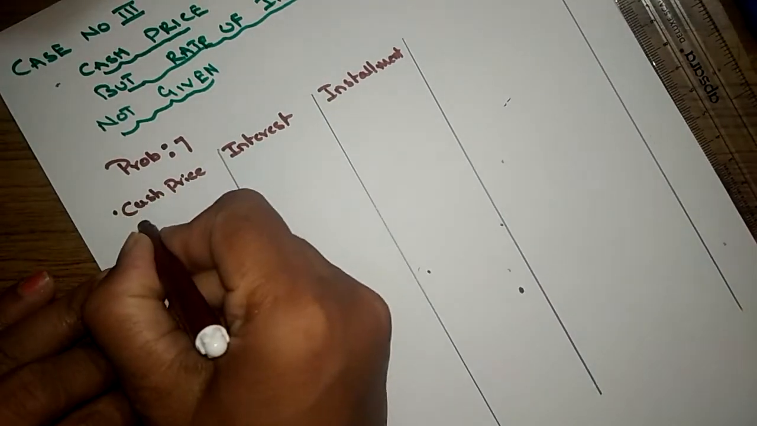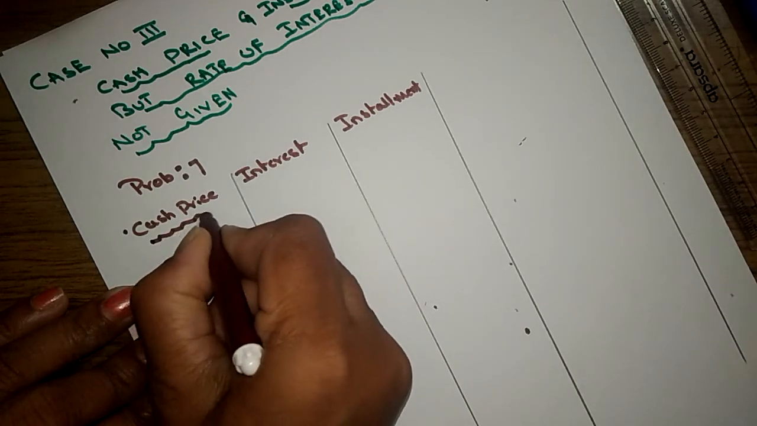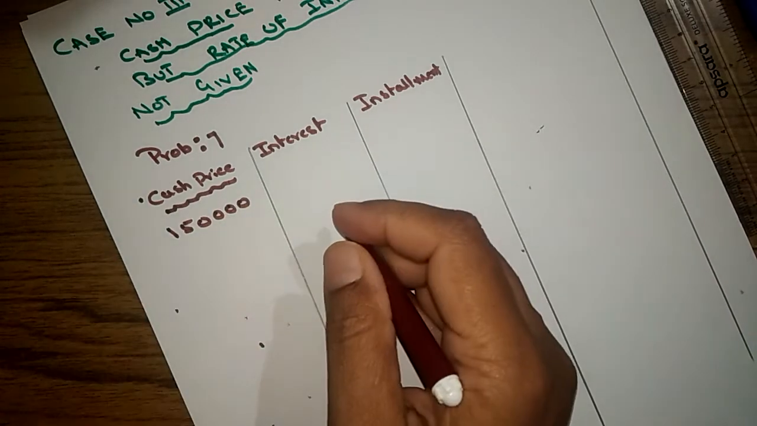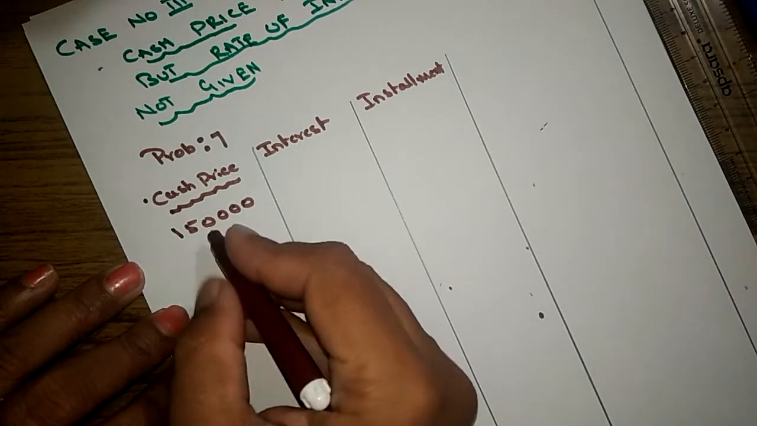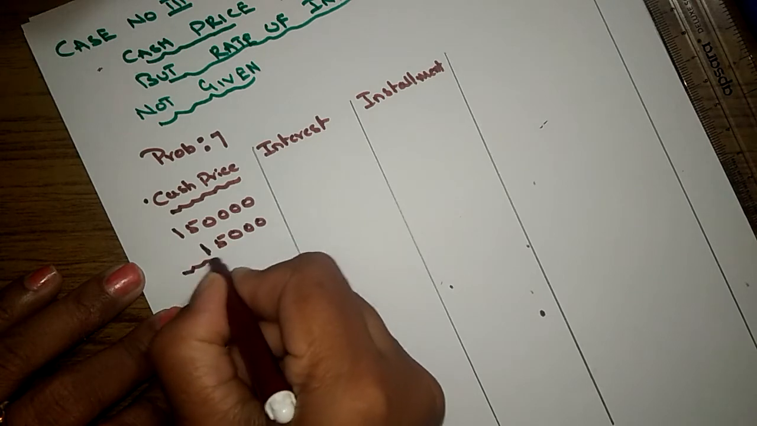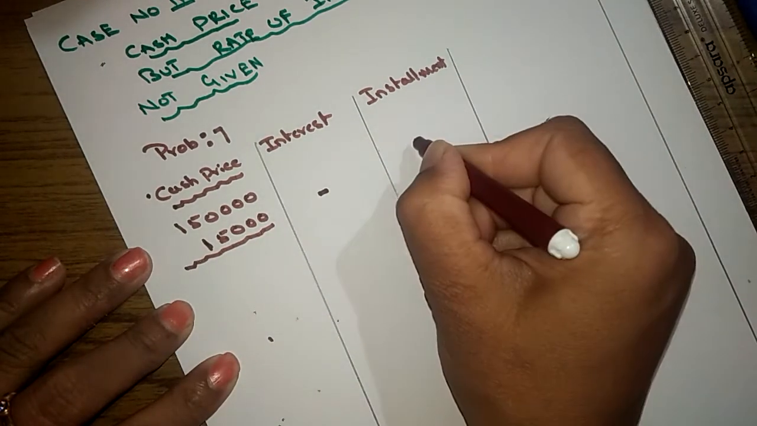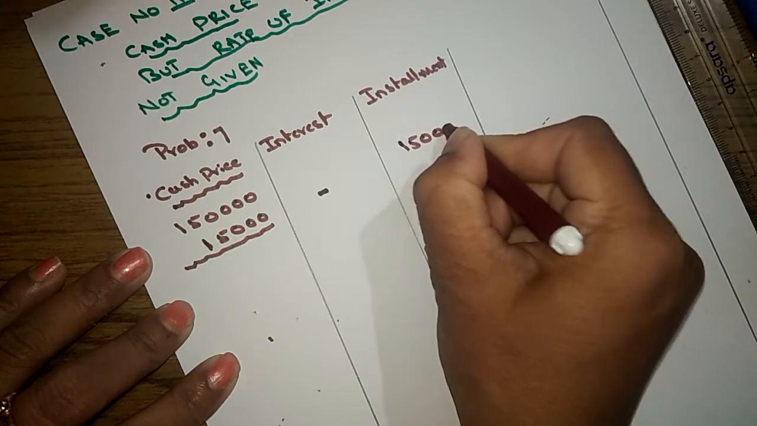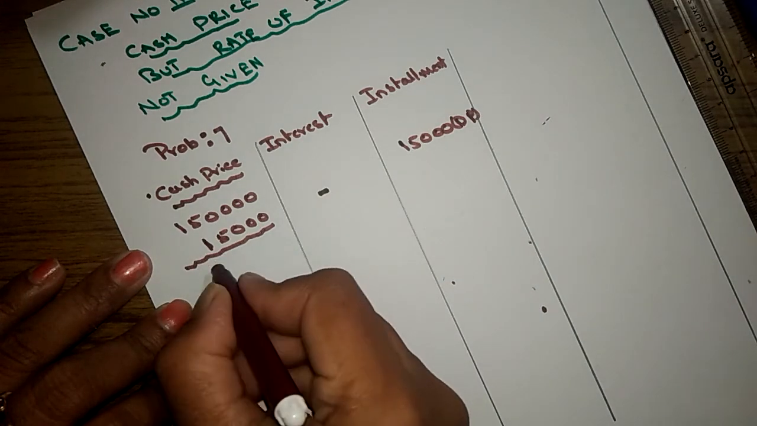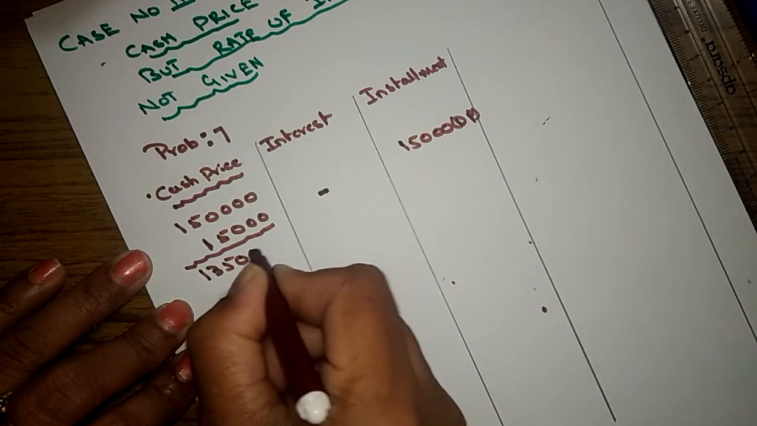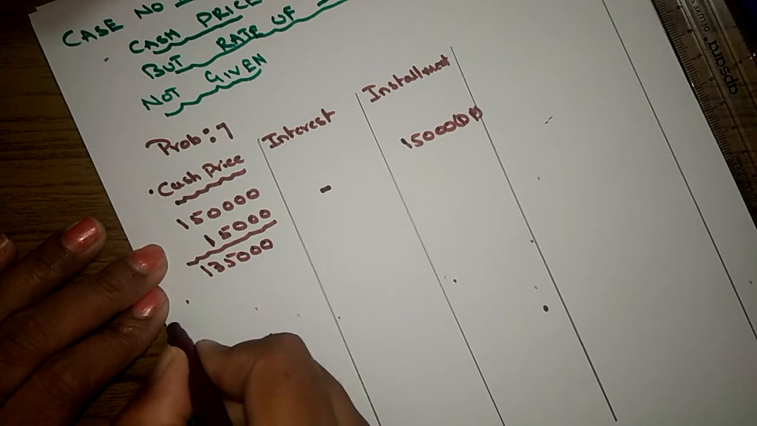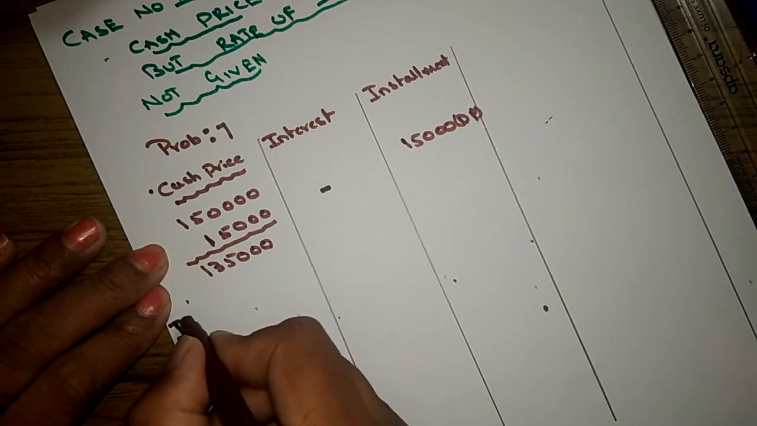Start. So the first thing, a cash price. So how much is the cash price? It's 1,50,000. Okay, so the down payment made on the date of transaction was 15,000. So no interest element. So 15,000 is a down payment. So 1,35,000 is an outstanding balance at the time of first installment due.